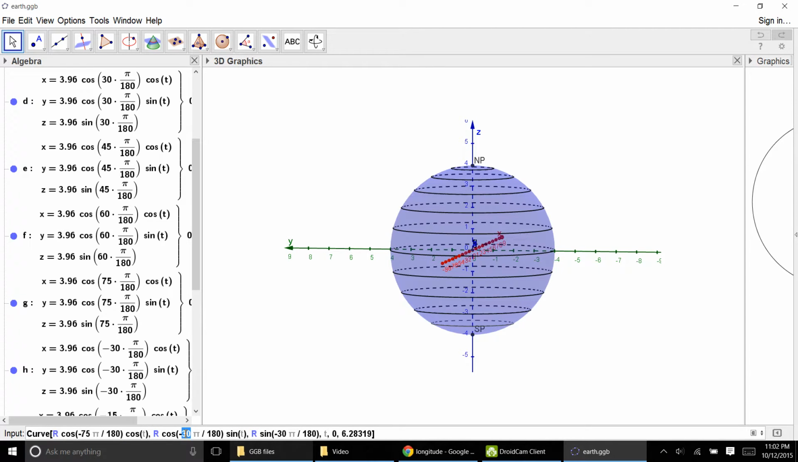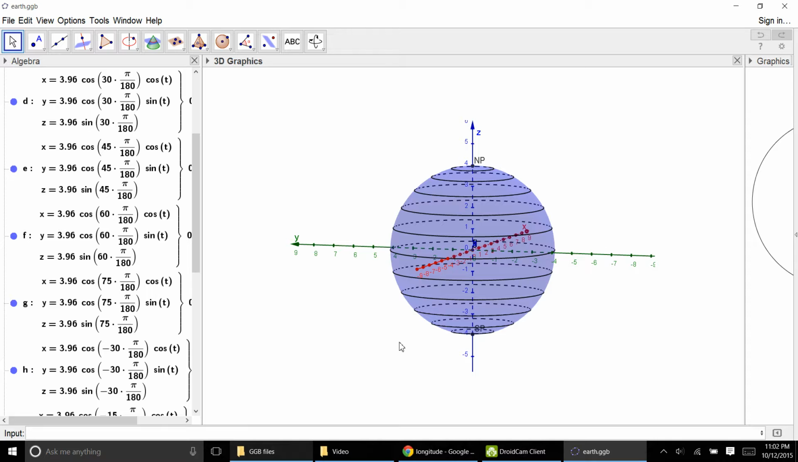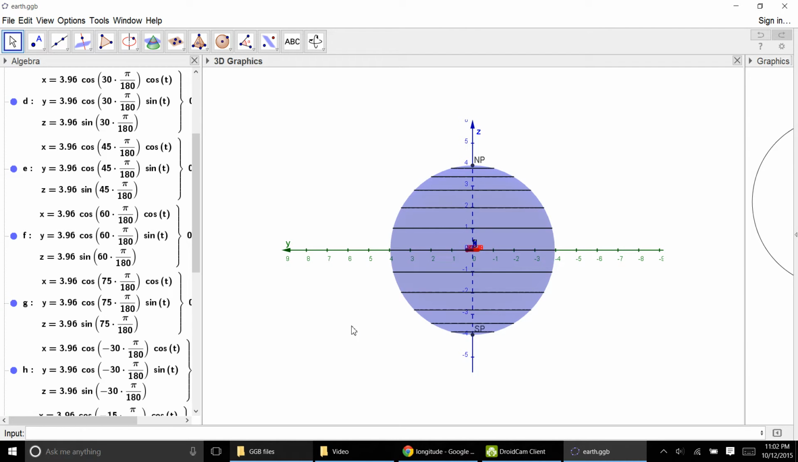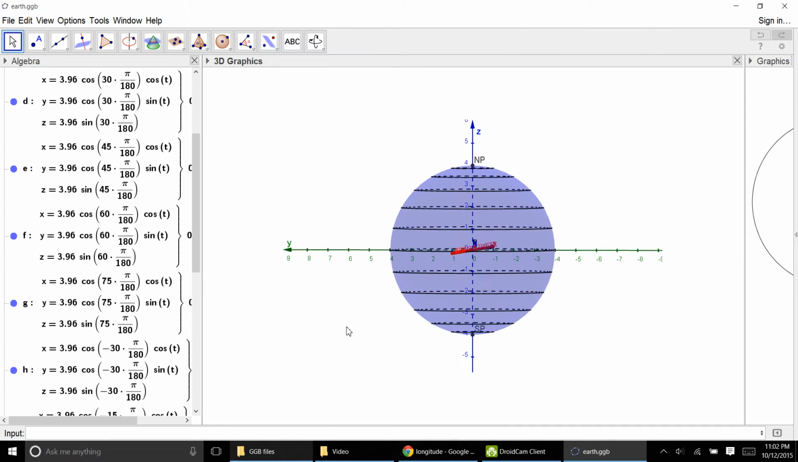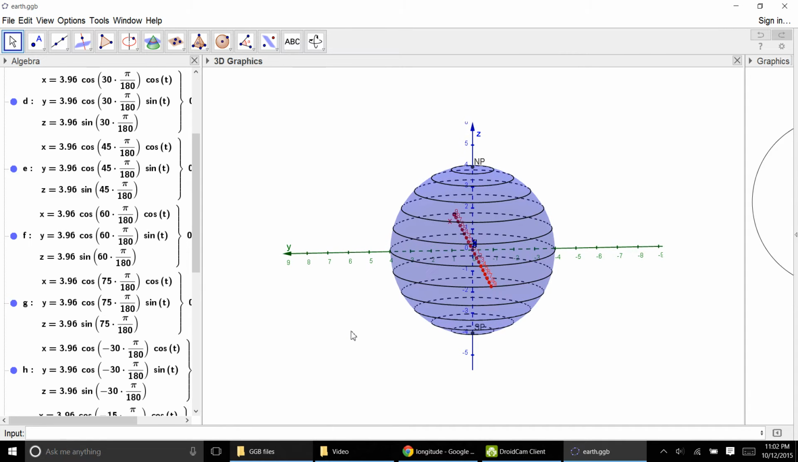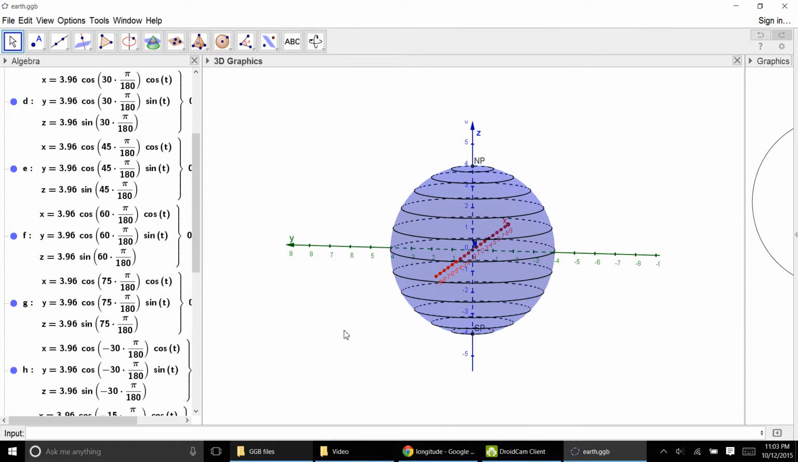So this is kind of fun. There, we got our poles and we have all the lines of latitude I care to put on there. You could put all 180 if you really, really wanted to, but we're not going to do that. Okay, pretty cool looking.